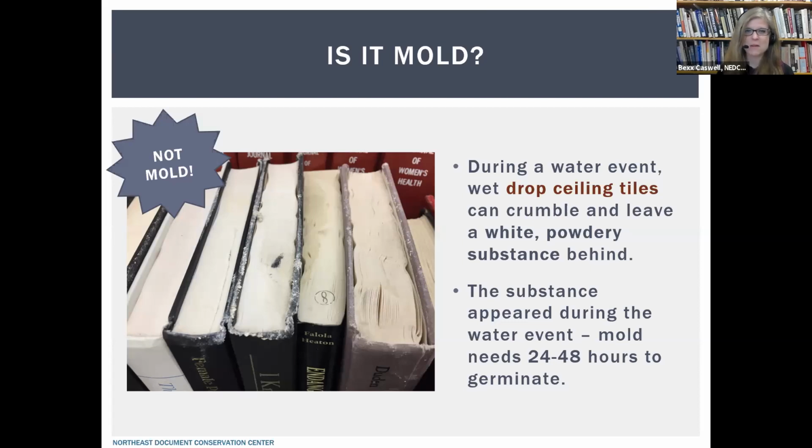It's not my favorite. But one thing we know is that mold needs 24 to 48 hours to germinate once it's given the opportunity. And since these things had only just gotten wet, I can feel very confident that they're not mold.